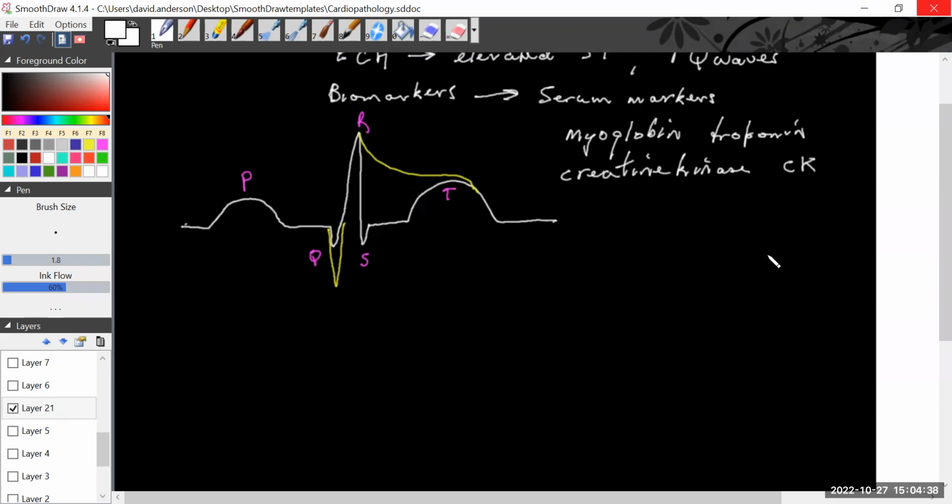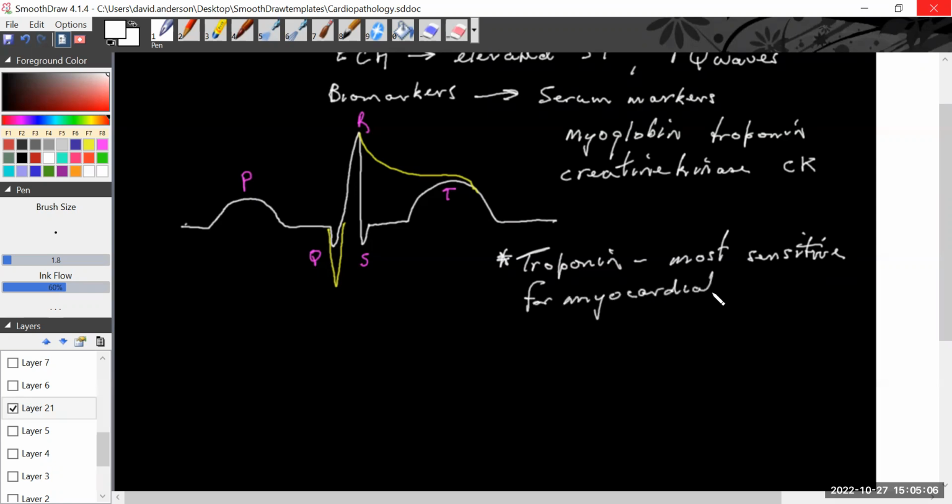So the one that we like the best is troponin. Troponin is our most diagnostic biomarker for a heart attack because it's most sensitive for identifying myocardial damage. So we describe it as being very, very specific. Particularly, there's subtypes of troponin.